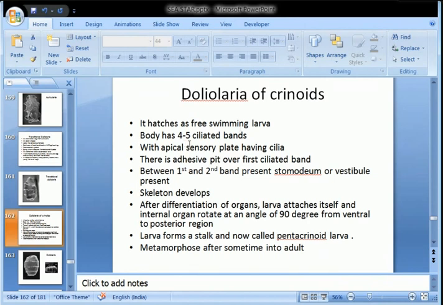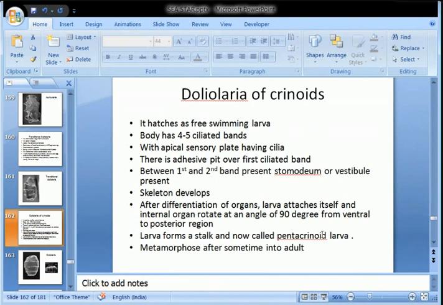The body has 4 to 5 ciliated bands. There is an apical sensory plate having cilia. There is an adhesive pit over the first ciliated band. Then between the first and second band is present the stomodeum or vestibule, and the skeleton develops. Stomodeum makes up part of the foregut, that is mouth, pharynx, and esophagus. After differentiation of organs, the larva attaches itself, and internal organs rotate at an angle of 90 degrees from ventral to posterior position. The larva forms a stalk, and now it is called the pentacrinoid larva.